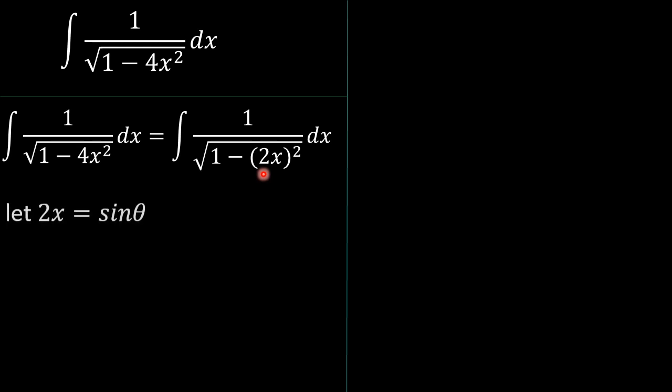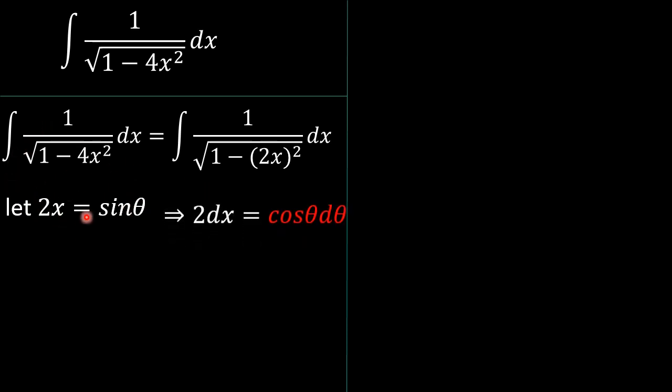So in this case, I'm going to let my 2x equal to sine theta, such that if you differentiate, you are going to have 2 dx equal to cos theta d theta. Now we are going to divide all through by 2 to make the x the subject. We are simply going to have dx to be the same like cos theta over 2 d theta.